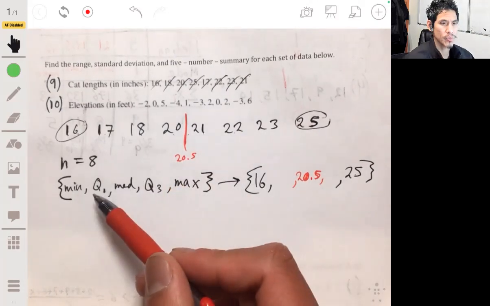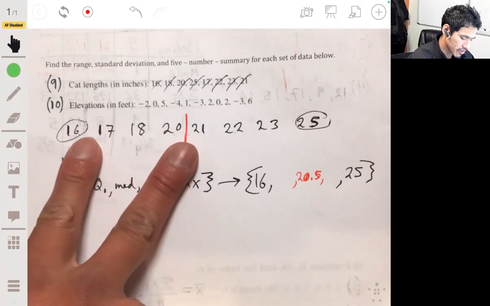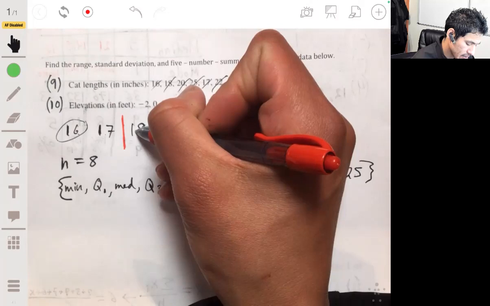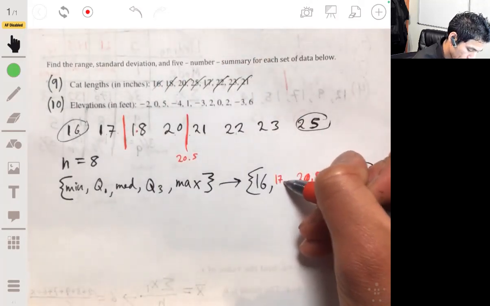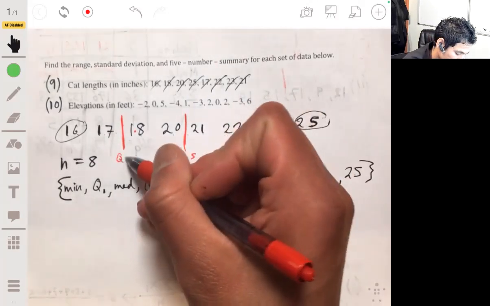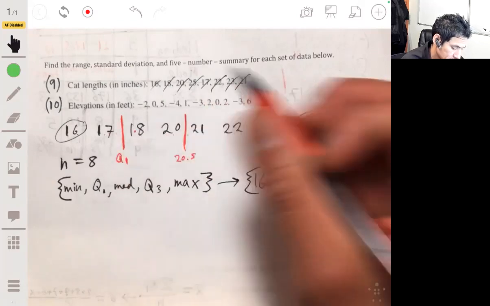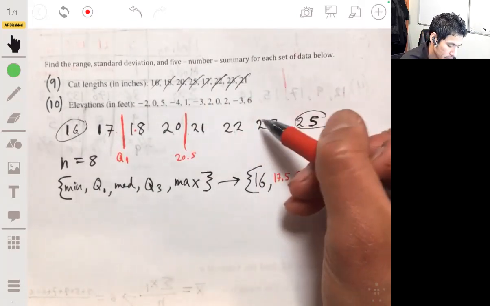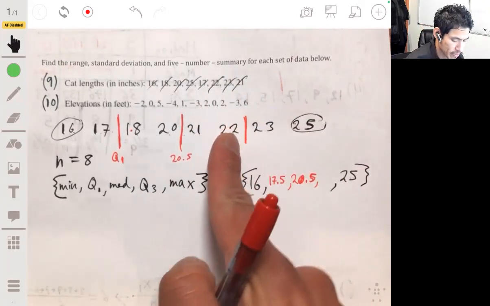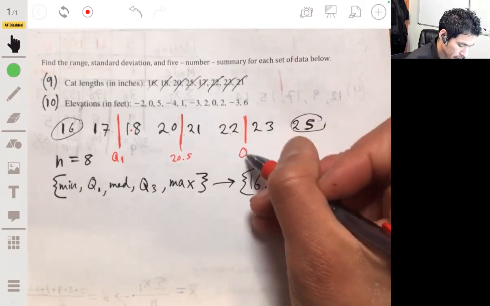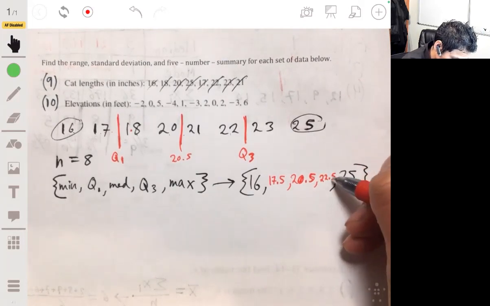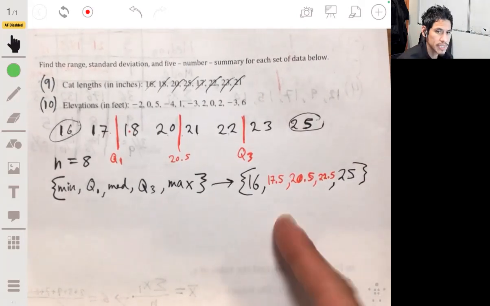And then Q1, just think of the median of the first half. So Q1 would be between 17 and 18, which is 17.5. Q1 is the first quartile, the first 25% of data. And then the third quartile is the median of the second half, so the median of these 4 values. Halfway between 22 and 23 will be Q3, and that's going to be 22.5. So that's our 5-number summary.